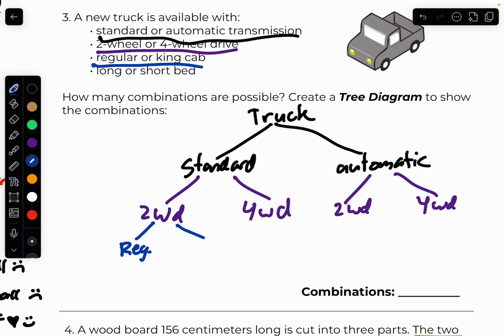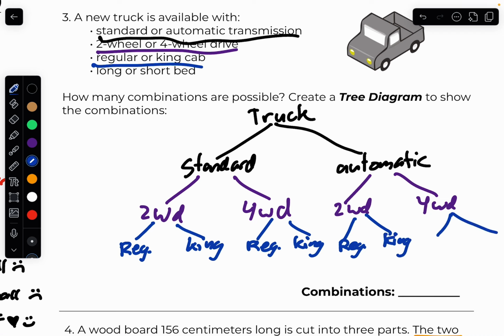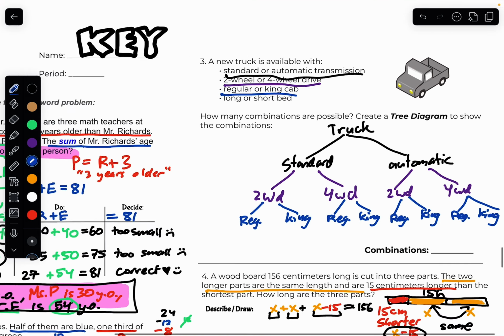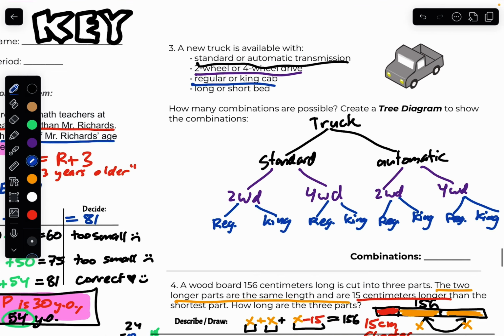Regular or king. I'm going to write this on all of them. Regular or king. Kind of a tedious process. It takes a while to do this one, huh? And then our last option is to choose a long bed or a short bed.